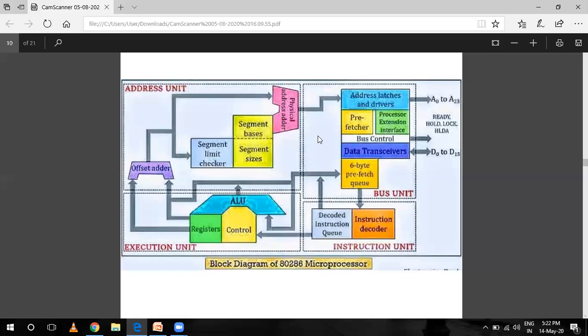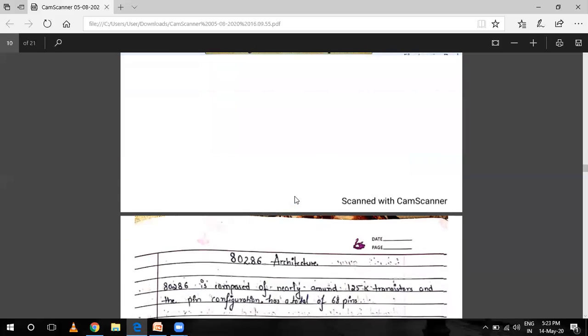80286. Once the execution of the instruction is performed, the result of the operation or the desired data is sent to the register bank through the data bus. देखिए, this is also connected through this data bus. Fine. So I've just briefed you about that.